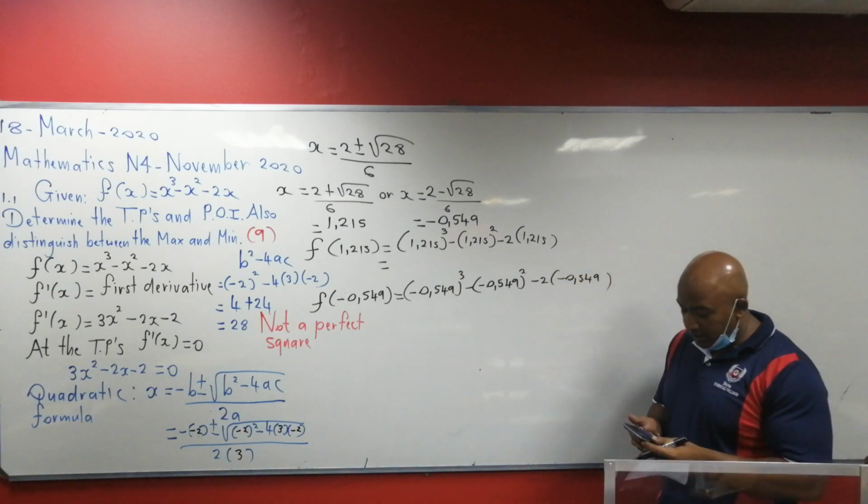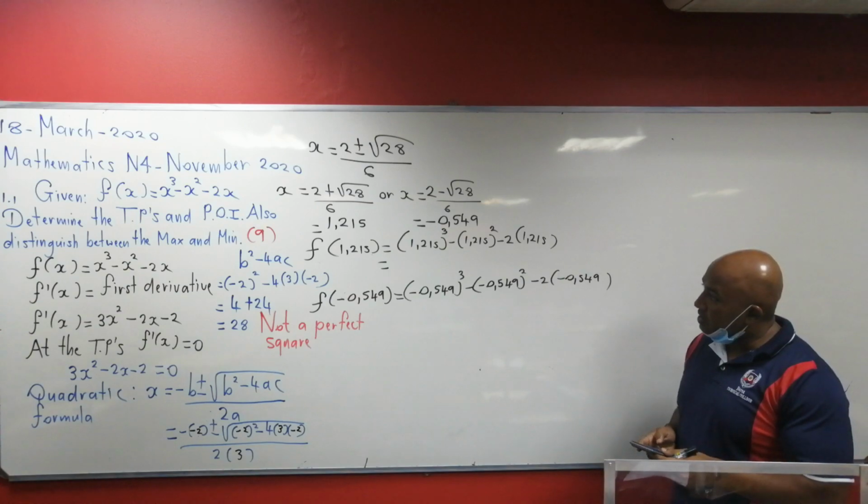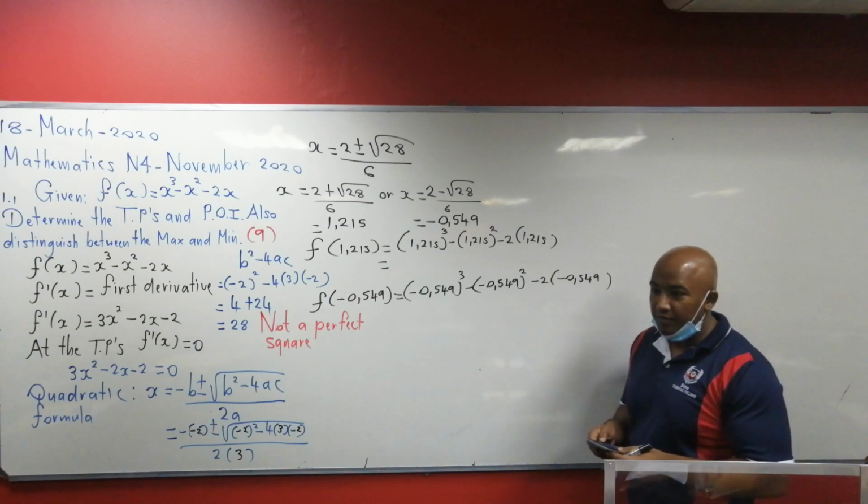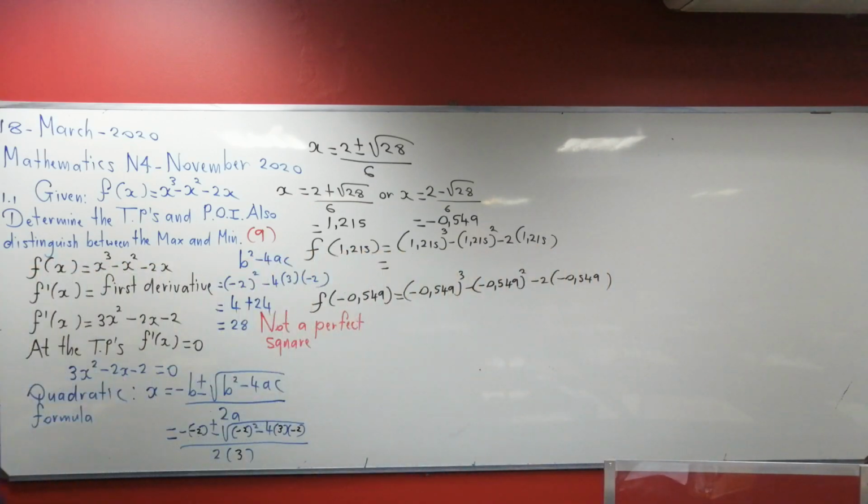Alright, so let's see what we get. First one is 1,215. Let me use a faster calculator. Okay, let me use this one here.